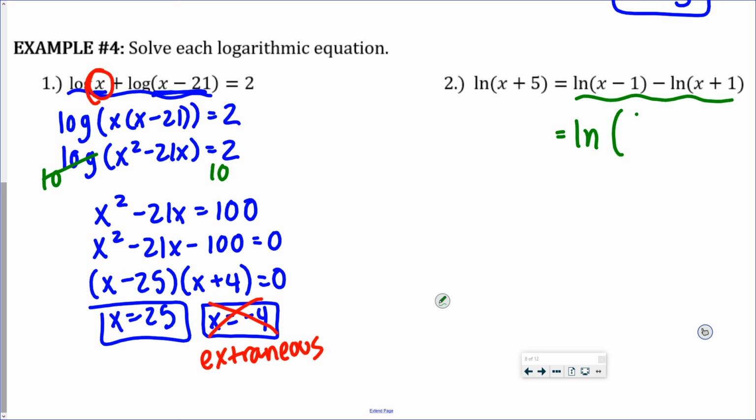All right. So here I would have to divide, since I'm subtracting those two separate logs. Okay. Now that I have everything condensed on each side, now I can start taking off the layers. So I would exponentiate both sides with base what? E. Good.